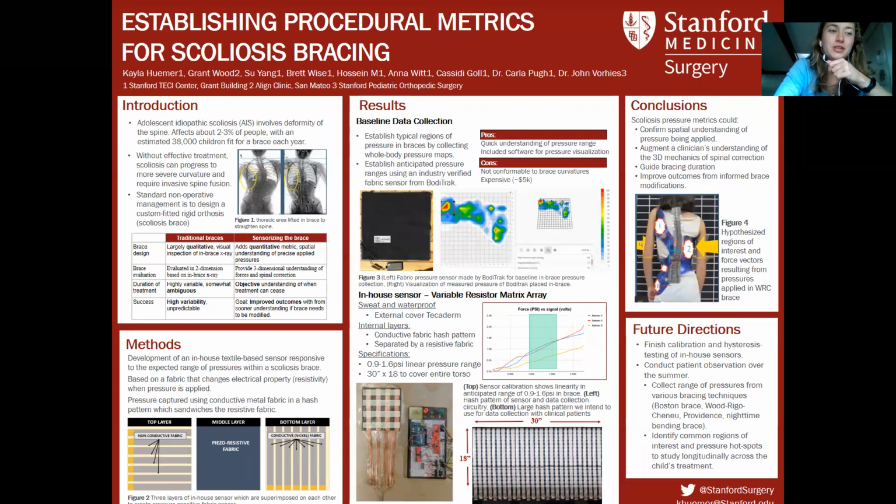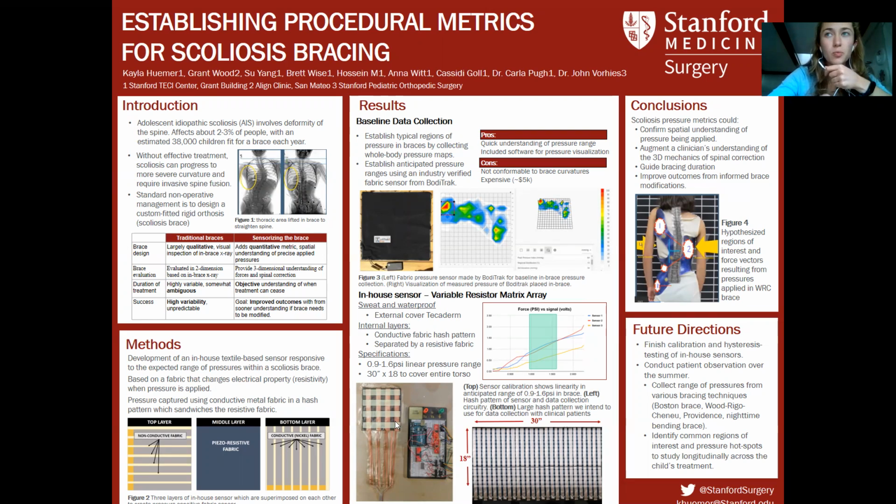I'm a master's student in bioengineering, and I work with the Techie Center on campus run by Dr. Carla Pugh, who is in the Department of Surgery. And on behalf of my team, I'm here to talk to you today about our work surrounding establishing procedural metrics for scoliosis bracing. So we primarily collaborate with Grant Wood, who is an orthotist at the Align Clinic in San Mateo, as well as Dr. Voorhees, who is a pediatric orthopedic surgeon.